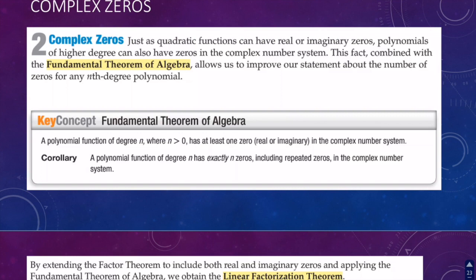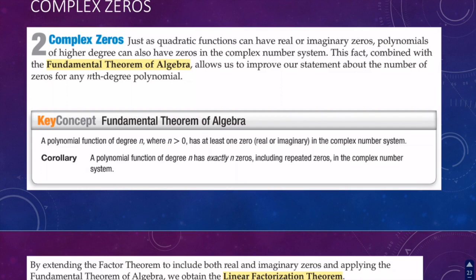So here's the Fundamental Theorem of Algebra. It says a polynomial function of degree n, where n is greater than 0, has at least 1 zero, real or imaginary, in the complex number system. A polynomial function of degree n has exactly n zeros, including repeated zeros, in the complex number system. And I want to also apply this to say that when we're talking about complex ones, since they're not real zeros, I'd like to call them roots. So when we're talking about complex, we'll call them roots. When they are real, then we will call them zeros.